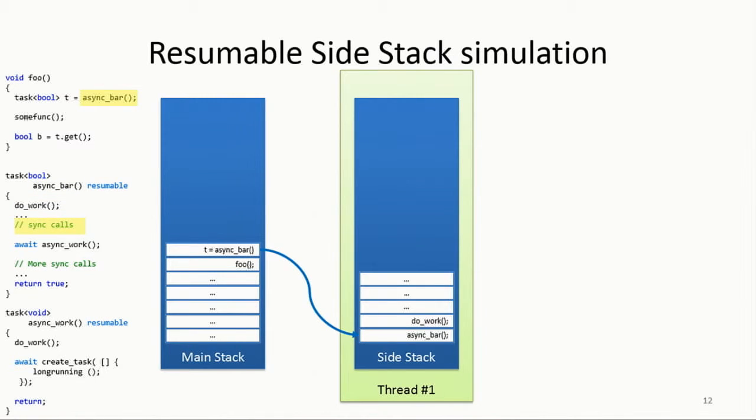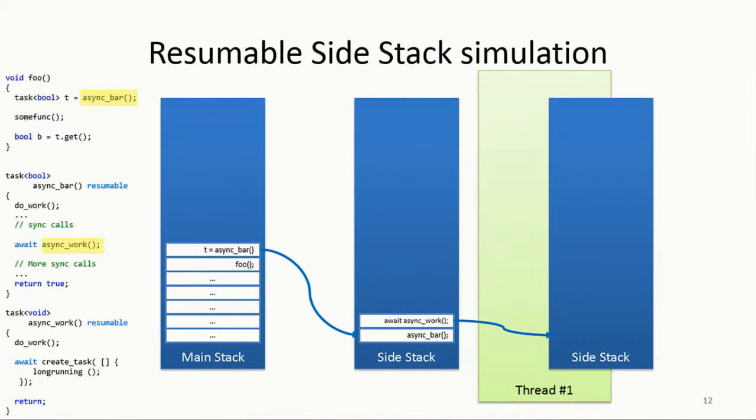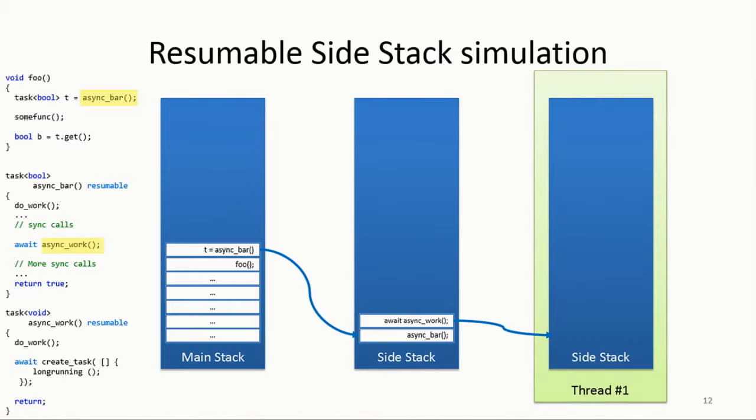Okay, so then we have async bar executing on that stack. That can now call some synchronous calls as if it was a normal function. And at some point, it may await again. And in this case, it'll await on async work. Again, that creates another side stack for async work. On there, we go and run the async work frame. This can call some synchronous calls in there.